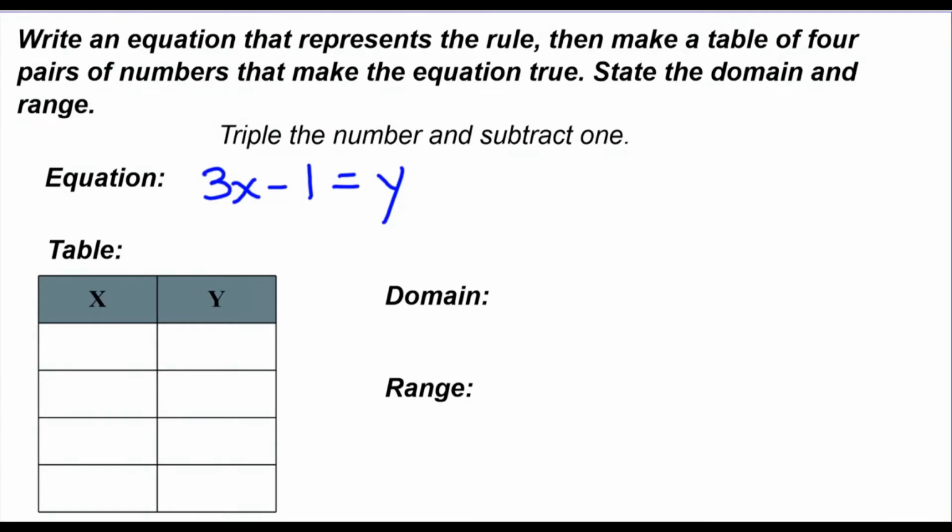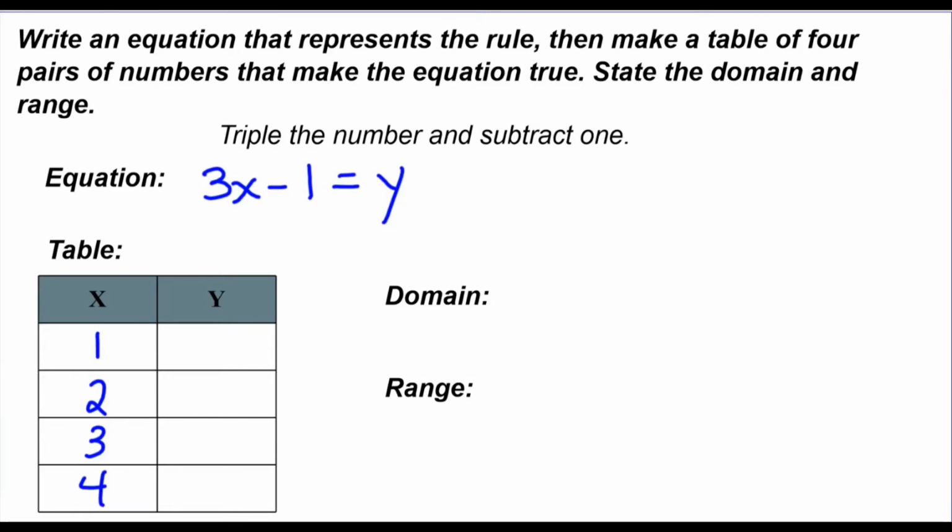And now we need to find 4 pairs of numbers that make this equation true or fit this relation. So when it comes to x values, or values that we're going to triple and subtract 1 from, we can really pick whatever we want, but I'm going to be real creative here, and I'm going to pick 1, 2, 3, and 4 again.